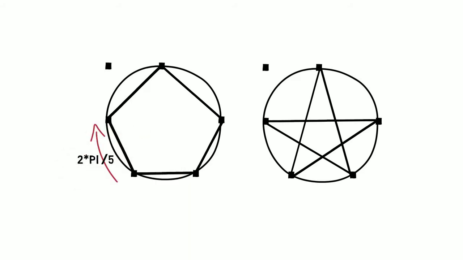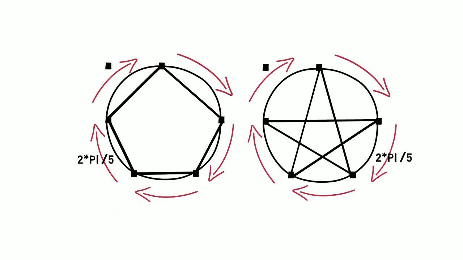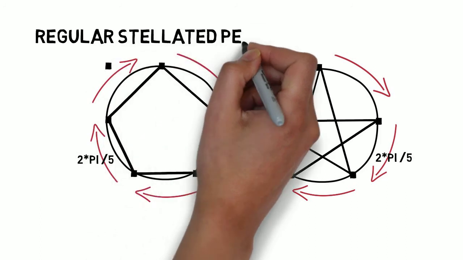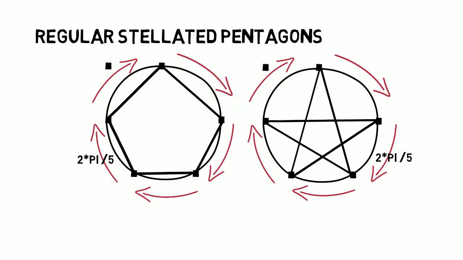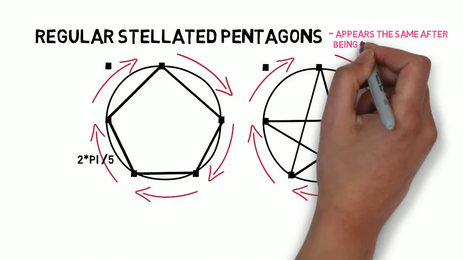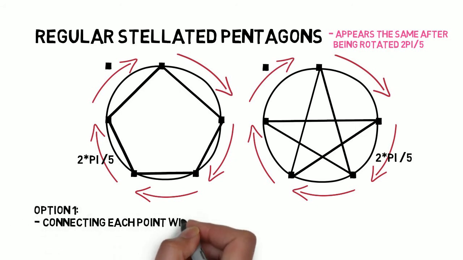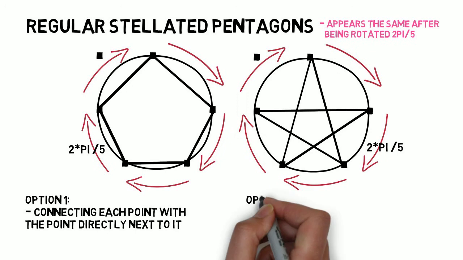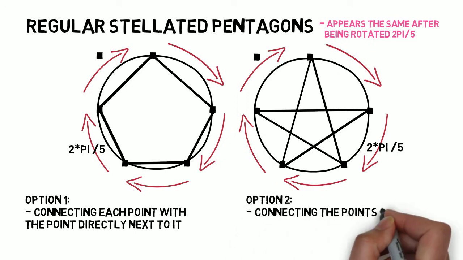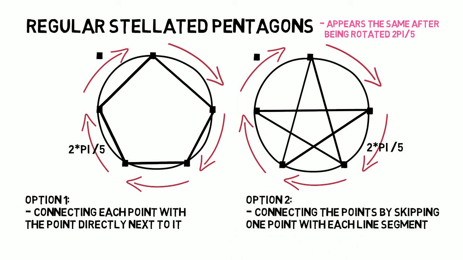If we rotate these by 2 pi over 5, we would come up with the stellated pentagons in the exact same position with each rotation. The shape would stay the exact same. We call these regular stellated pentagons, as they don't change position when rotated 2 pi over 5. When considering regular stellated pentagons, there are only 2 options: connecting each point with the point directly next to it, or connecting the points by skipping 1 point each time, forming a star.